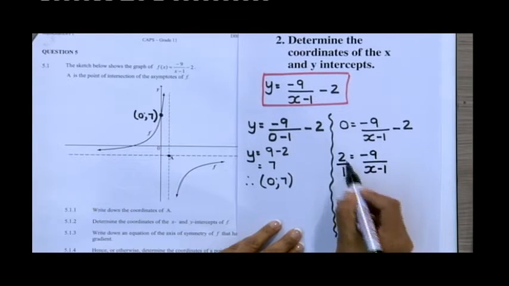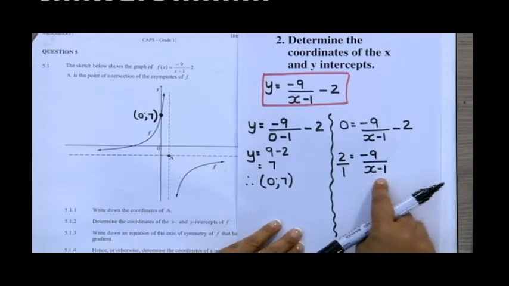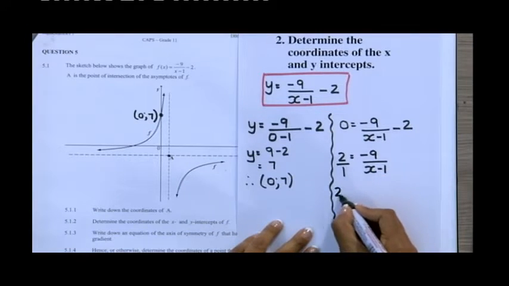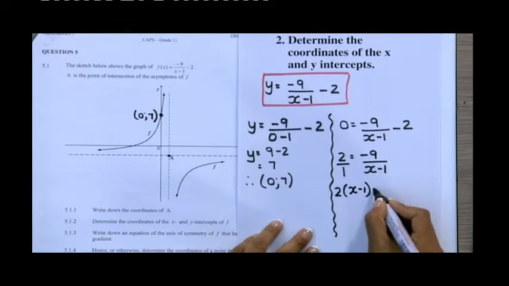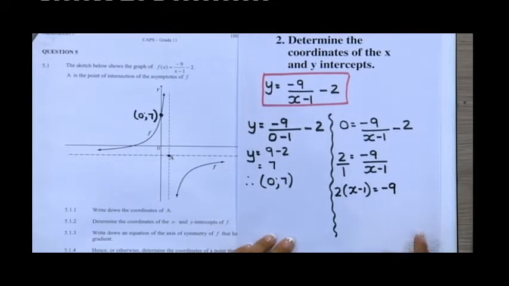You can either say you're going to cross multiply here, or you're going to just multiply each fraction by x minus 1, as x minus 1 is your LCD. So I'm going to say 2 multiplied by x minus 1 is equal to negative 9, because x minus 1 is the LCD. Take your 2 into your bracket. It's 2 times x is 2x, minus 2 is equal to negative 9. So 2x is negative 9 plus 2, which gives me negative 7, and x is equal to negative 7 over 2, or negative 3 and a half.